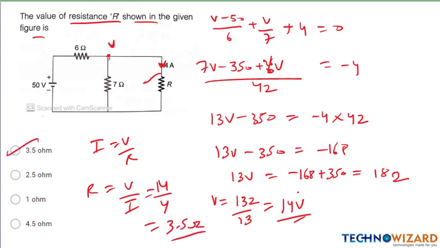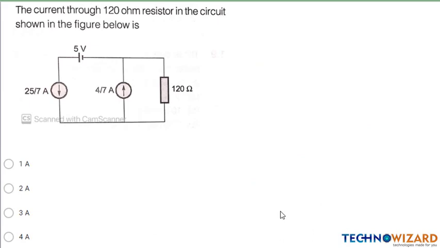Next question, question number 2. We have to find the current through the 120 ohm resistor in the circuit shown in the figure below. Simply you can see here 25 by 7 ampere current is flowing, and here 4 by 7 ampere current is flowing. We have to find the current here. I am applying nodal here.